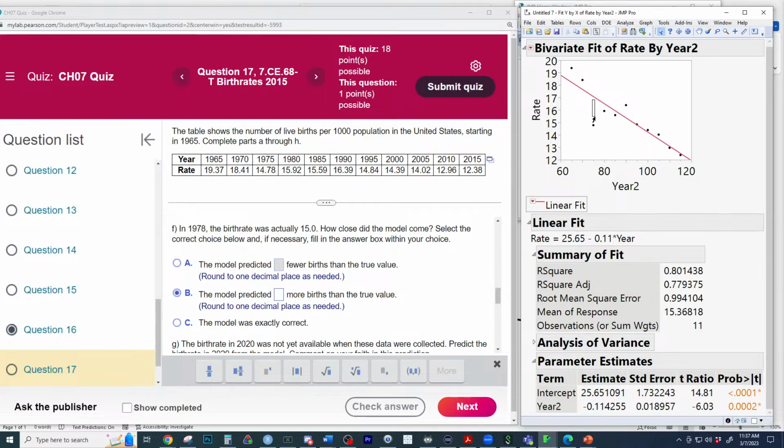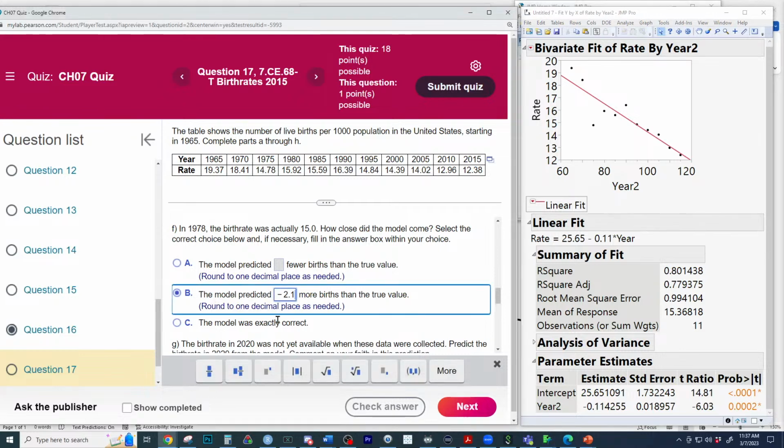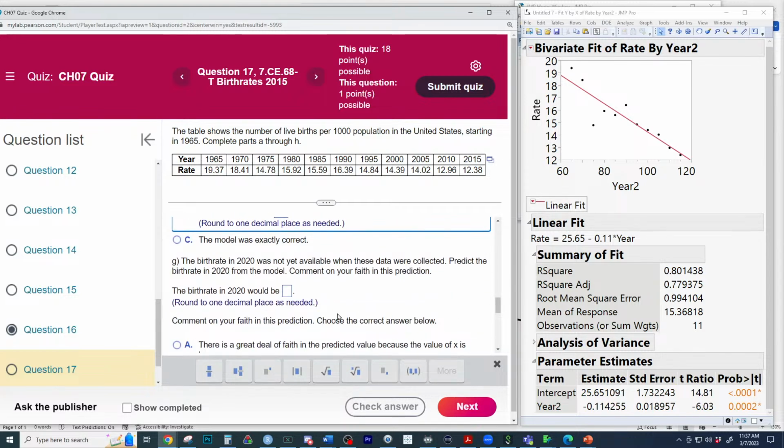The residual is the difference between the actual and the predicted, and negative residuals are below the model. So it predicted this many more bursts right here. Okay. The birth rate in 2020 was not yet available when the data was collected. Make a prediction.